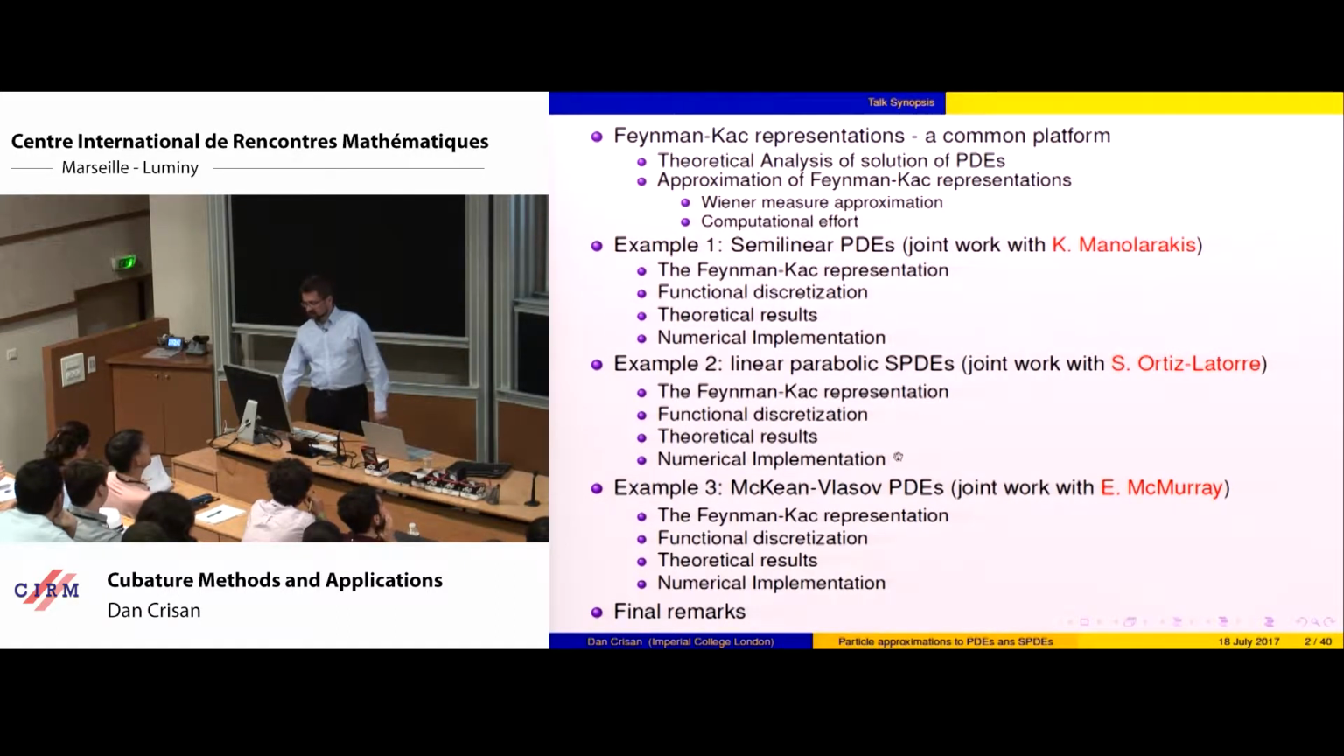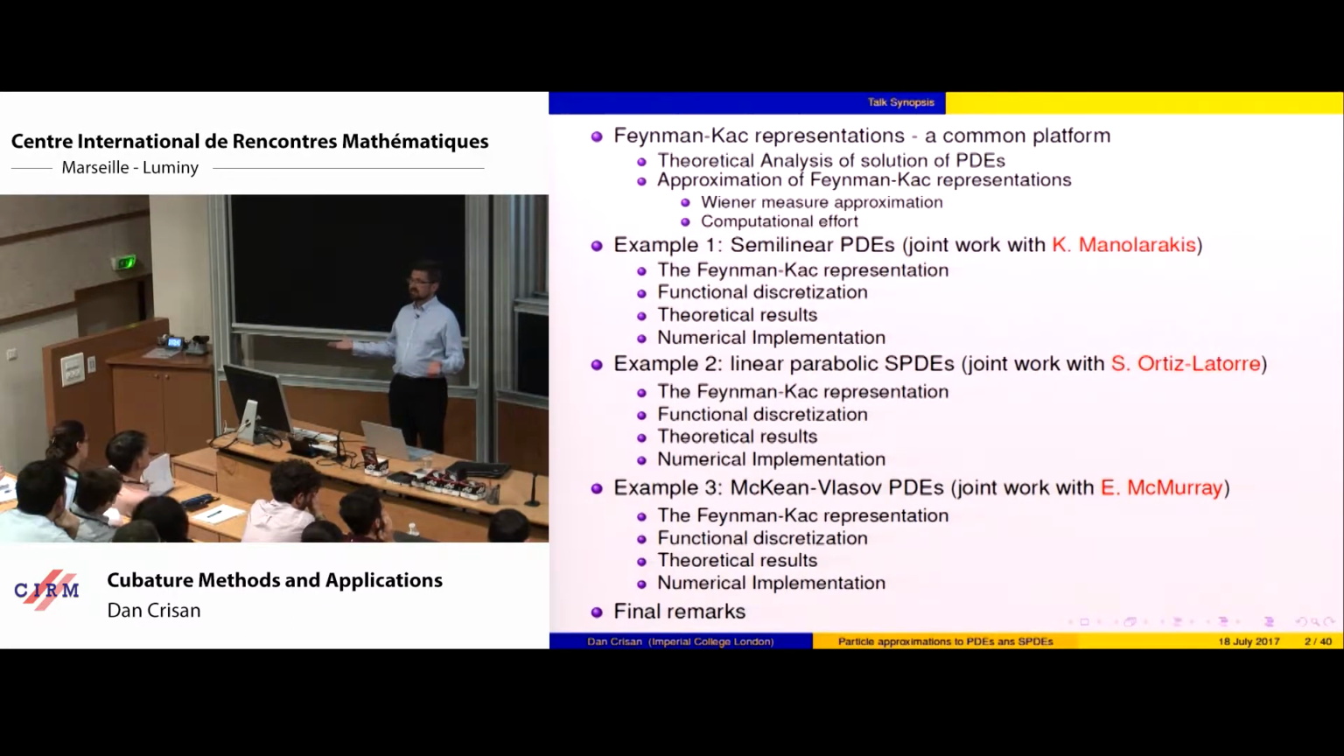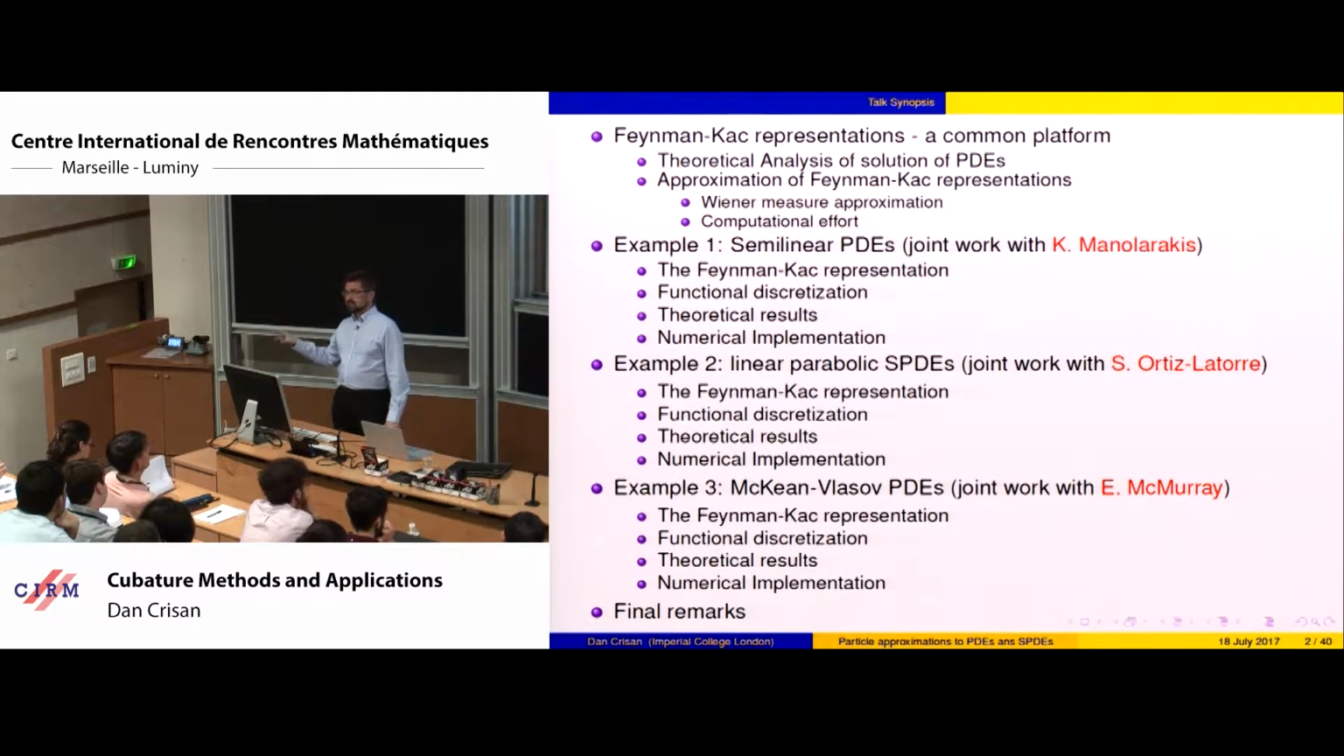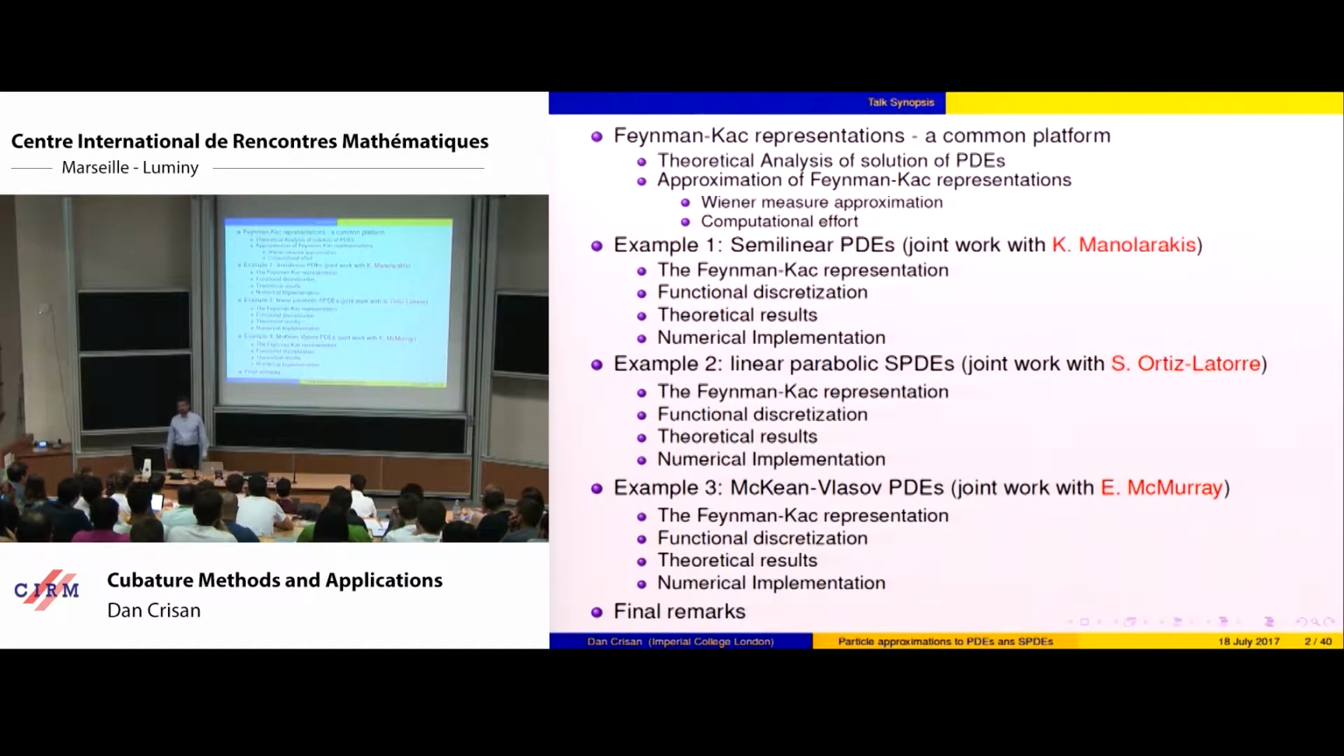And the third example is the most recent work, which was finished last year with my student Simon McMurray. So here we're looking at McKean-Vlasov PDEs. And here the Feynman-Kac representation will be in terms of a nonlinear diffusion. And again, I'm going to explain here how you discretize this nonlinear diffusion, what theorems are there, and then a numerical representation, and then I'll complete the course with some final remarks. So that's essentially the plan for the course.